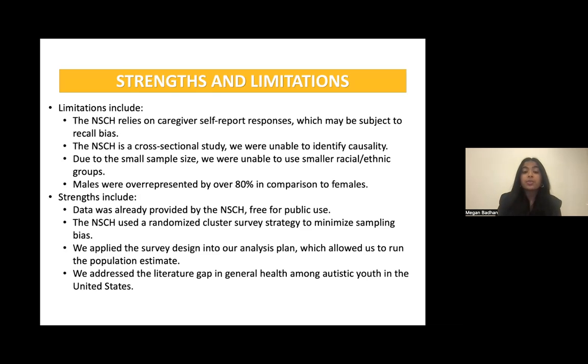On the other hand, we do have some strengths, being that the data was already provided by the National Survey of Children's Health, which was free for public use. The survey used a randomized cluster survey strategy to minimize sampling bias. We applied the survey design into our analysis plan, which allowed us to run the population estimate, and we addressed the literature gap in general health among autistic youth in the United States.